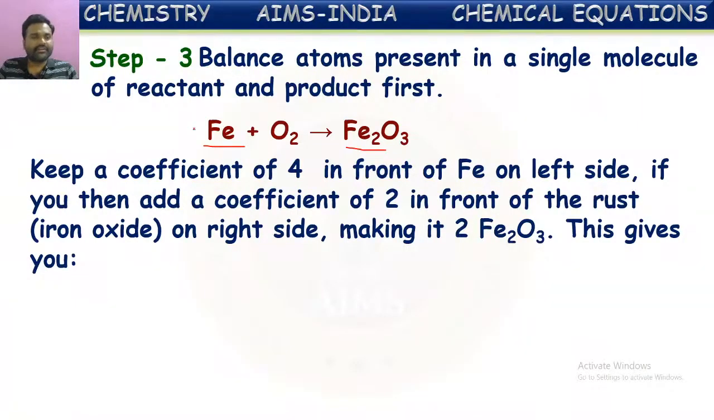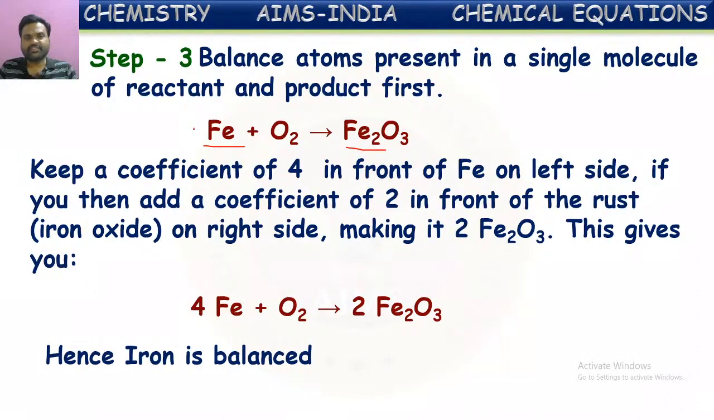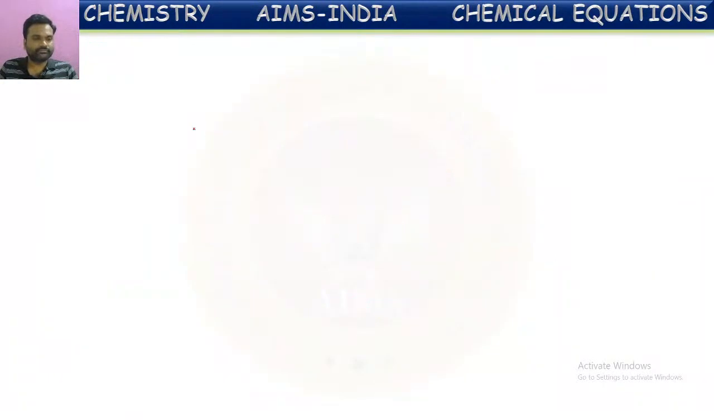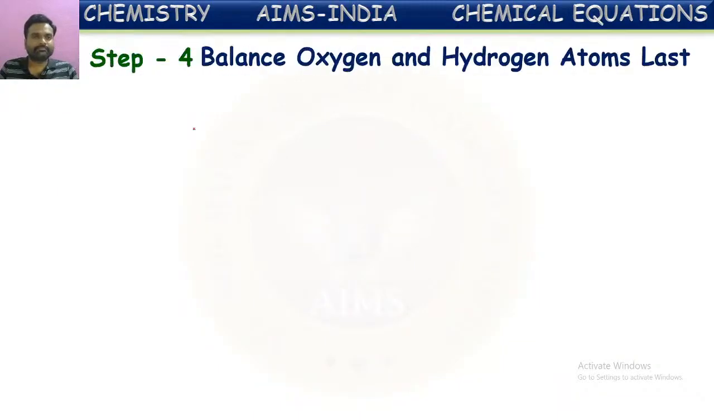at the left side, if you then add a coefficient of 2 in front of the rust on the right side, it makes it balanced. So let us take 4 in front of iron on the reactant side, and 2 in front of Fe2O3 on the right hand side, which makes it balanced on both the sides. Hence, iron is balanced now. Let us go to the next step.